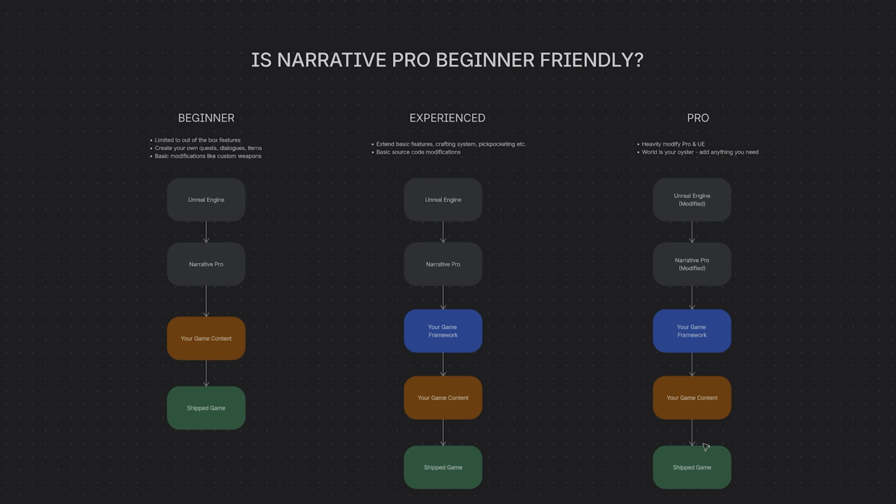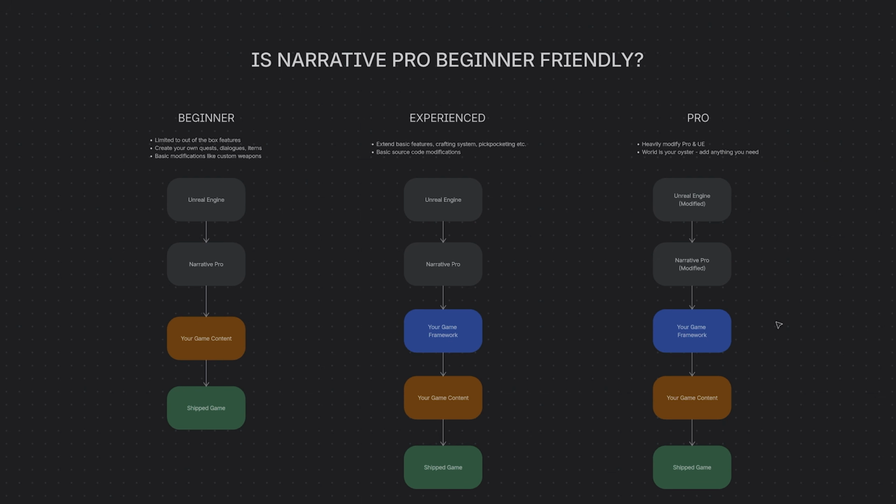If you're at that professional level, the world's really your oyster. You'll be able to modify Unreal Engine itself, so you can really make Unreal Engine do whatever you want, and you'll be able to modify Narrative Pro and make Narrative Pro do literally whatever you want. Like, you could literally make Narrative Pro into a racing game or a MOBA. I'm not saying that you should do that, but I'm saying the world's kind of your oyster. You could literally modify it to your heart's content.